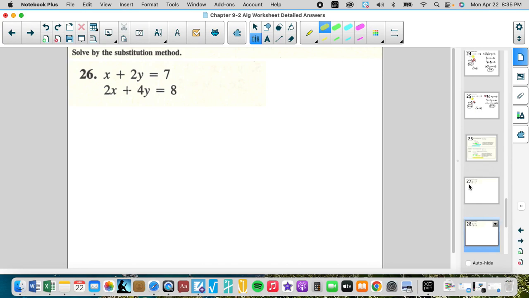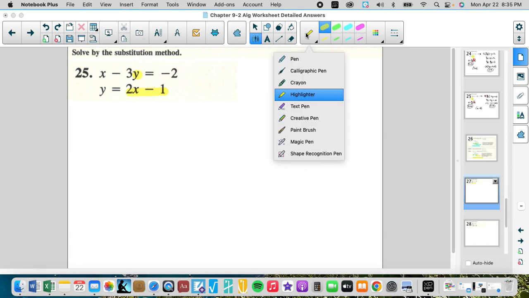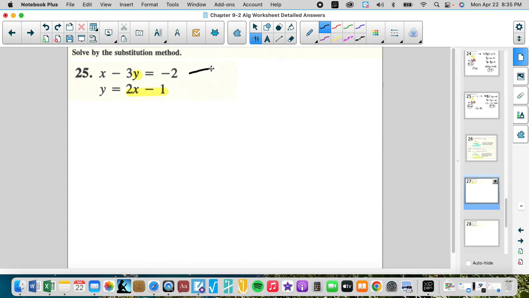So we'll see. Whoop, jump 2 problems. So let's see what it looks like. Well, this is nice. They at least set you up here. Now you're going to plug it in for y. So let's rewrite that equation. This is going to be x minus 3. Instead of writing y, we'll write 2x minus 1 equals negative 2.